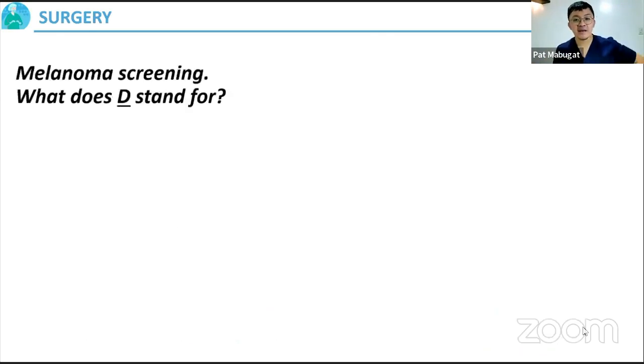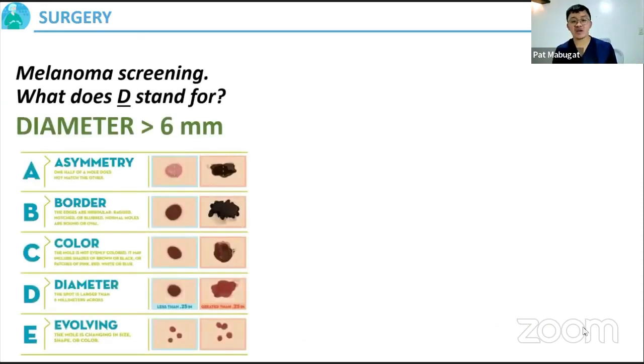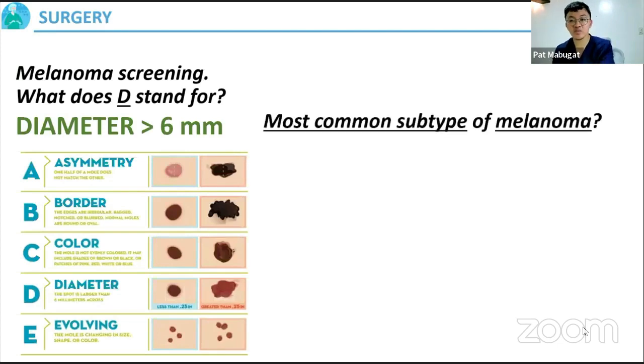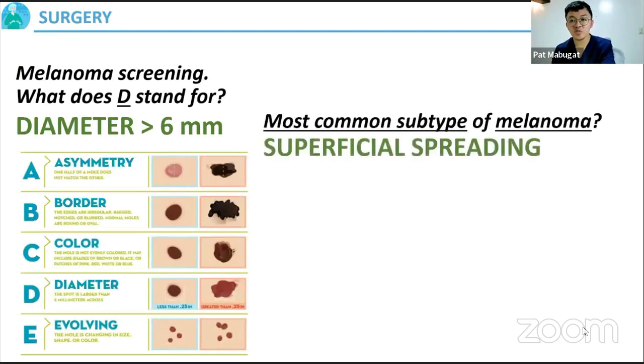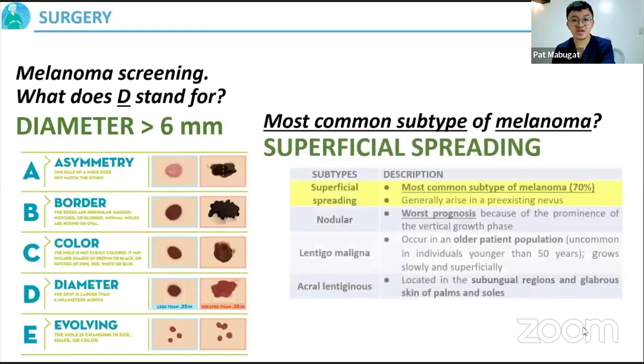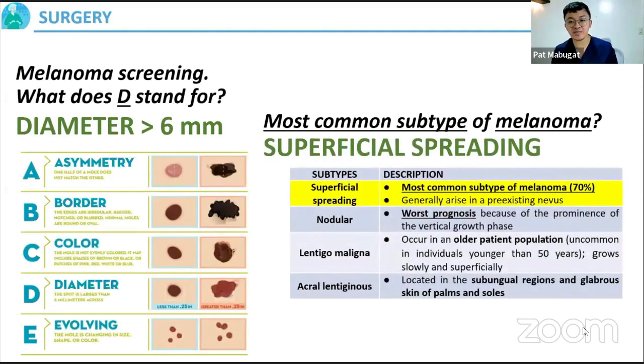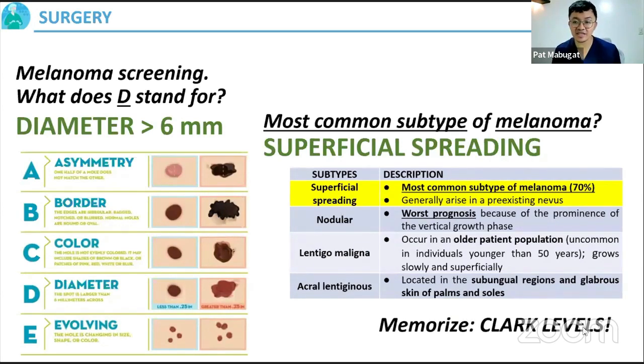Okay. Next, melanoma screening. What does D stand for? D stands for diameter. We have asymmetry, border, color, diameter, and evolving. The diameter there is more than 6 millimeters. What's the most common subtype of melanoma? Superficial spreading. Okay. So different types: superficial spreading, nodular, lentigo maligna, and acral lentiginous. This is in your handouts. Just want to remind you, most common subtype, we have your superficial spreading. We next should memorize all the Clark levels, but I'll leave that to you on your handouts.